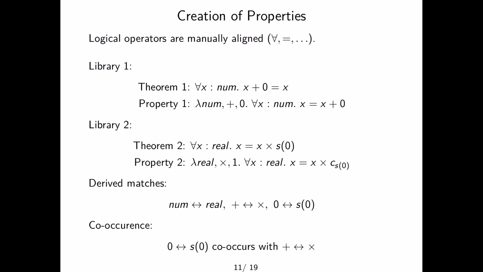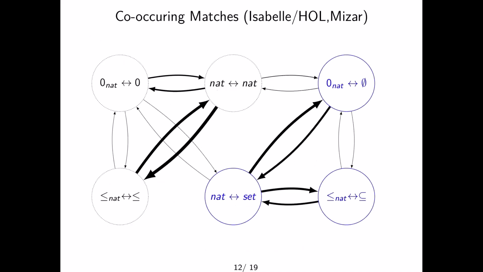So I will give another example. Here it's between Isabelle HOL and Mizar. We have that 0 is similar to 0, natural number is similar to natural number, but 0 is also similar to the empty set, and less is similar to less, but less is also similar to inclusion. So which one do you choose?